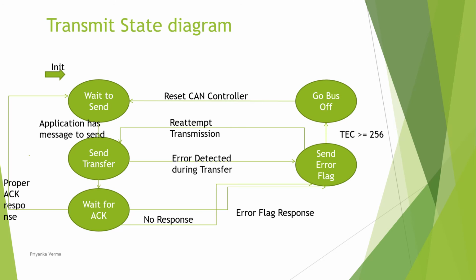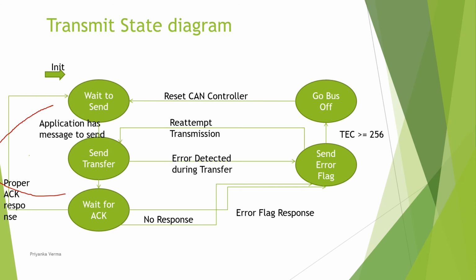Now next comes the transmit state diagram. Firstly, we'll wait for initialization, that is, the bus is idle, and this is for the transmission part. For transmission we must have something to send. So the application has a message to send, let's assume, and then it sends the transfer. If the transfer happens correctly and acknowledgement also happens, then it again goes back to idle, and then we can again send the next message.